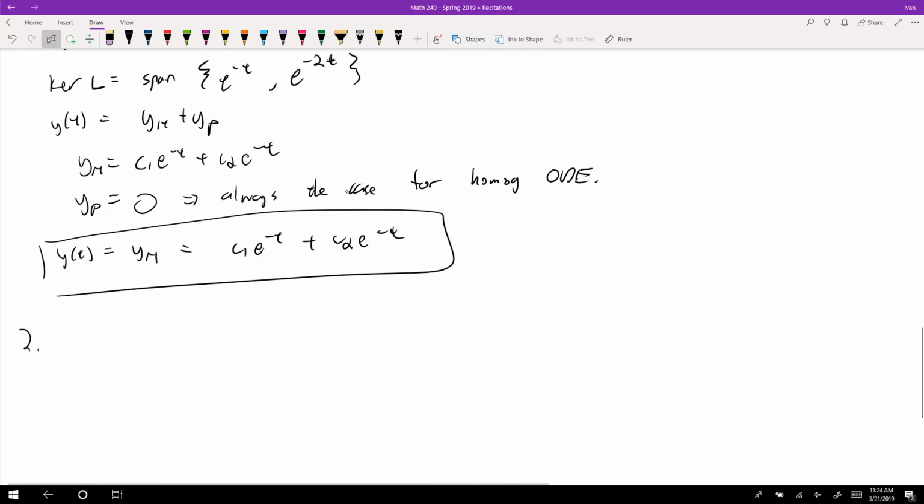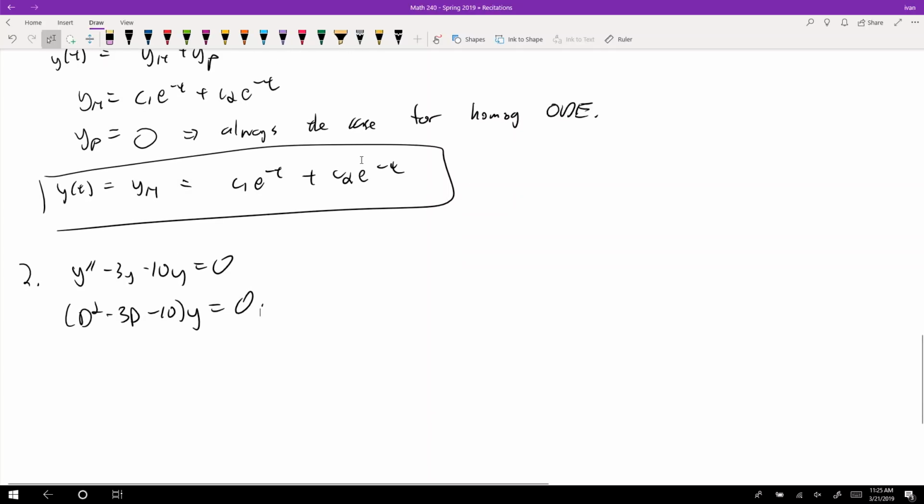So here's another example: y'' minus 3y' minus 10y is equal to 0. So now we get D squared minus 3D minus 10 applied to y is equal to 0. Actually, I'm going to save this example for the end. So now let's take a look at another example.